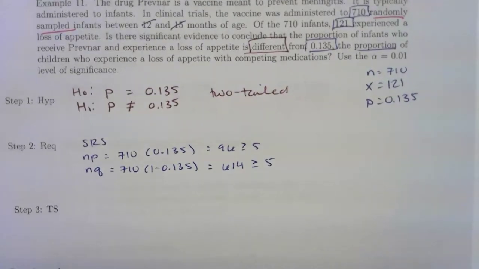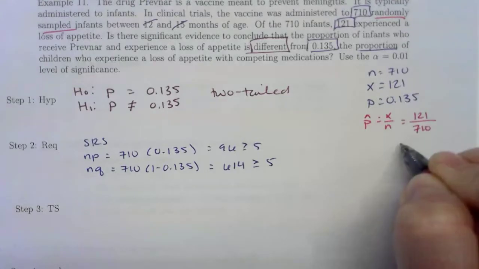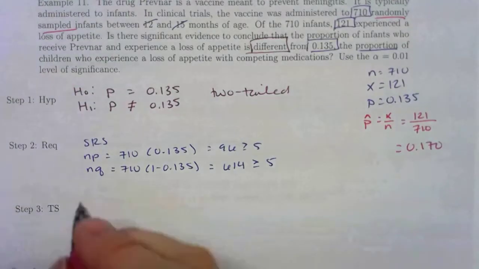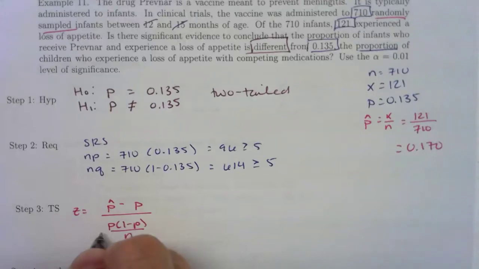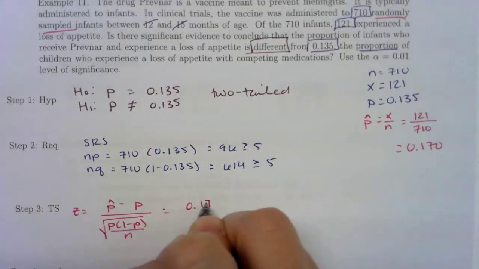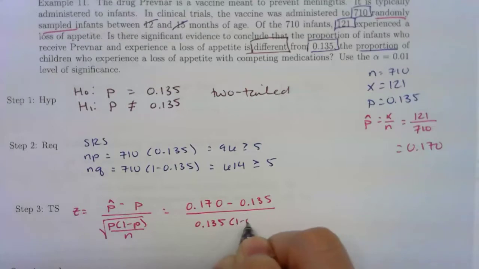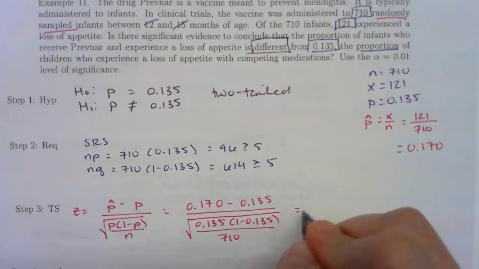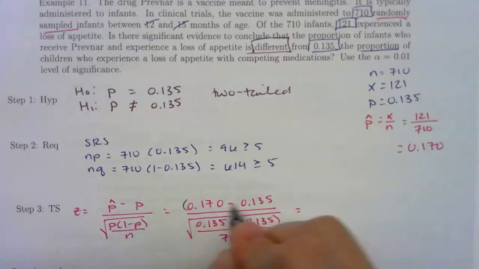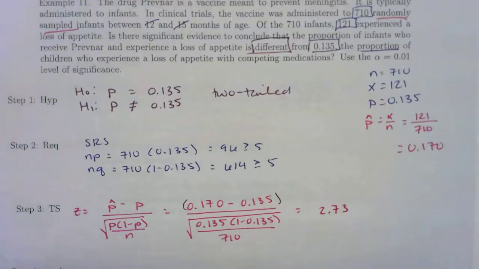So now let's calculate the test statistic. In order to do this, again, we need p hat, which is 121 over 710, and this comes out to 0.17. So here's our test statistic formula. Again, if you plug this all in at once, make sure you put parentheses around your numerator. And what we end up with here is 2.73. This is our test statistic.